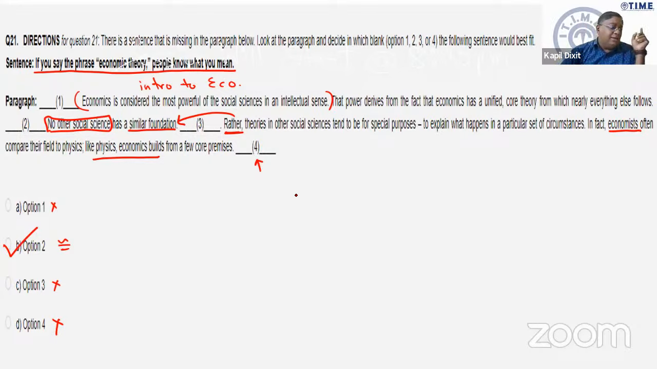Okay. Third is not the answer, C, because rather is not connecting to this statement. Rather is connecting to no other social sciences has a similar foundation. Okay. Those people who have marked 3 as an answer. Okay.